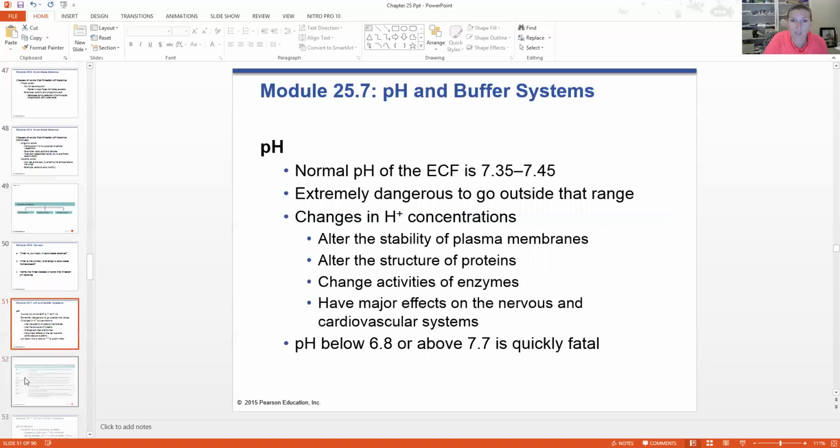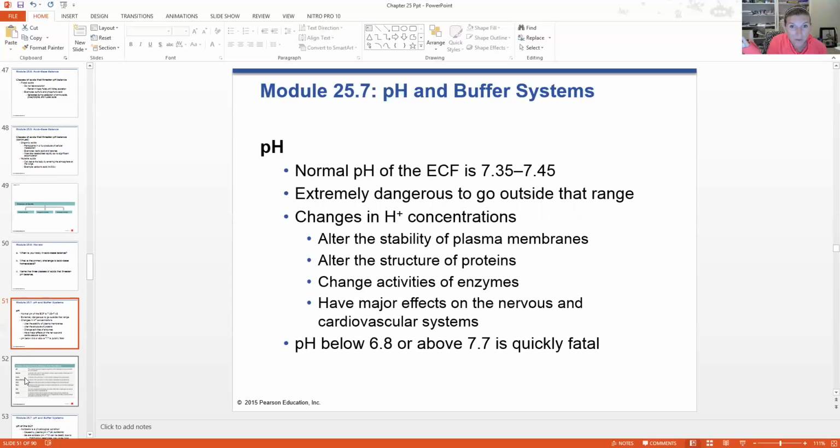Let's talk specifically about pH. Typically, the ECF pH is between 7.35 and 7.45. It is extremely dangerous to go outside of that range, meaning coma and death, right? So changes in hydrogen ion concentrations are going to alter the stability of our plasma membranes. They're going to change the structure of our proteins. Remember, proteins are very reactive to changes in pH and temperature. They denature and they stop working, they fall apart.